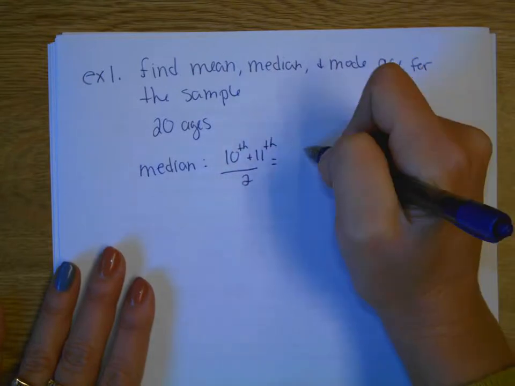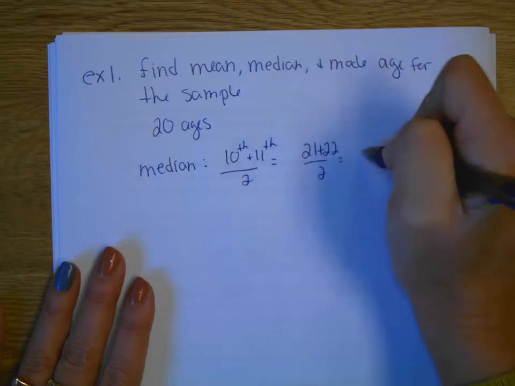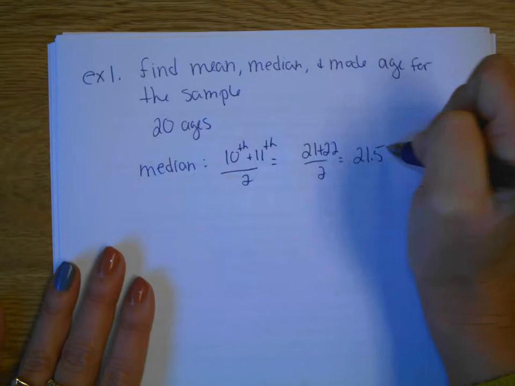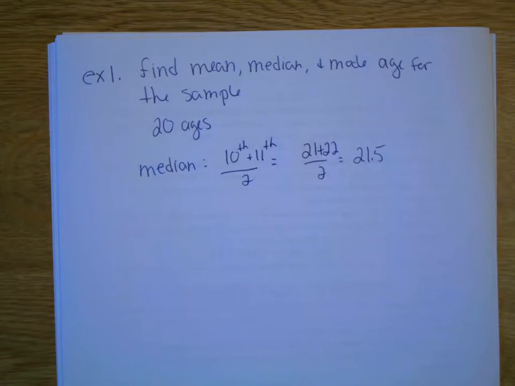So 21 plus 22, divide by 2. 21.5 is the median. Okay, you know how to average. You add them up, you divide by how many. The calculator, the stats we're going to do, I'm not going to make you do that by hand. I'm going to show you where to go to have the calculator do that adding and dividing right away.